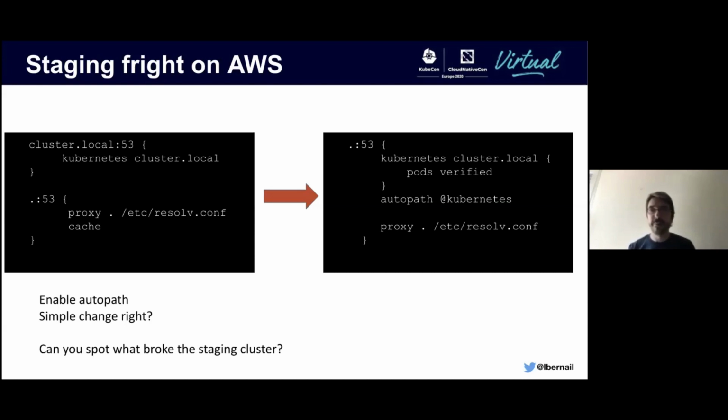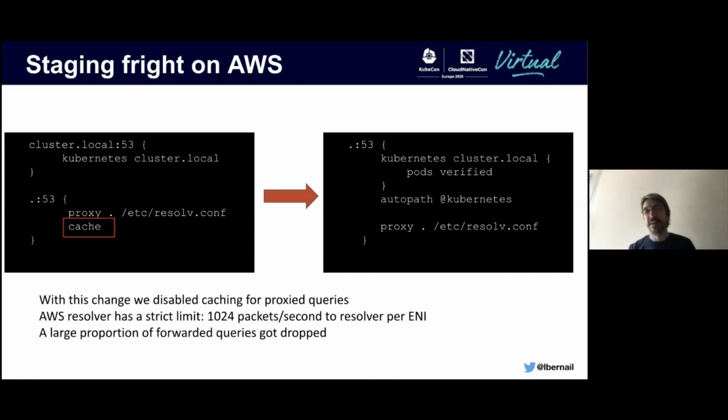But this completely broke a staging cluster. And well, can you spot what broke it? It's actually a very small change. Before we did the change, we were caching queries sent to the upstream provider, and we didn't do it for the Kubernetes zone because, of course, everything was already in memory, so it didn't really matter. However, when we moved to Autopath, by doing this configuration, we actually removed caching for the upstream cloud provider DNS, which means all the queries were now sent to the cloud DNS resolver.